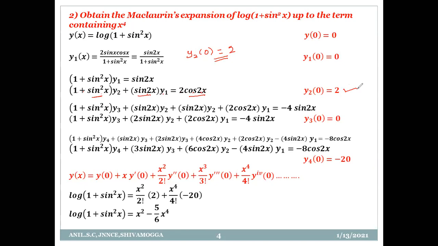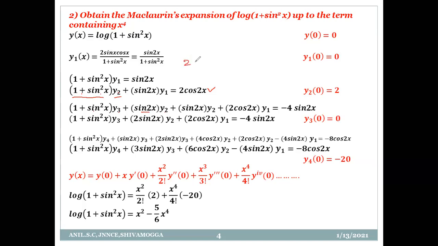This is a second order derivative. Next, to find the third order derivative, differentiate this again with respect to x. First function, let's differentiate this first. Here the first function is 1 + sin²x and the second function is y2. First function into the derivative of y2 is y3, plus, keep this y2 as it is, the derivative of 1 + sin²x is sin 2x. I just showed this.